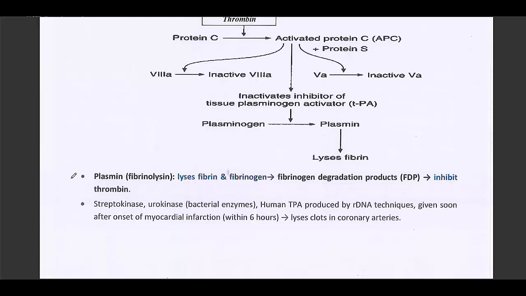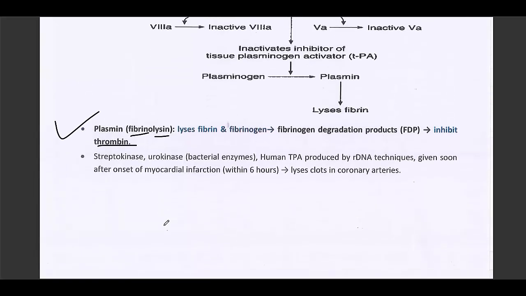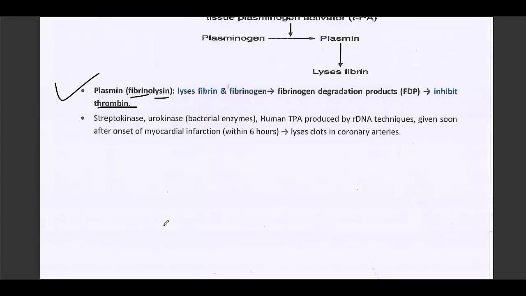Now plasmin, whose other name is fibrinolysin, from fibrin, and lysin meaning breakdown. So it lyses fibrin and fibrinogen. Fibrinogen degradation products inhibit thrombin. Streptokinase and urokinase are bacterial enzymes; in humans, tPA is produced by rDNA technique, and is given even soon after onset of myocardial infarction, within 6 hours.